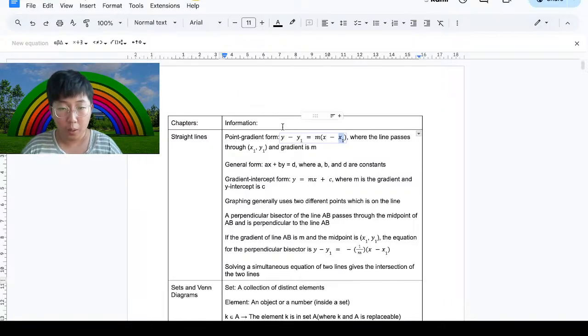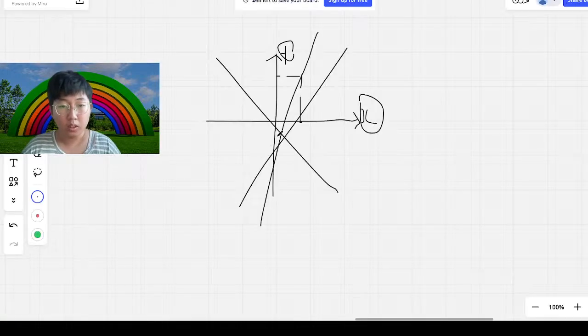What is x1 and y1? Well, let's look at the information behind it, where the line passes through x1 comma y1. So x1 comma y1, for example, can be just a point where if we plug in x1, we will get y1. So this is a coordinate. The x coordinate is x1, and the y coordinate is y1. And then we write it in the format x1 comma y1.